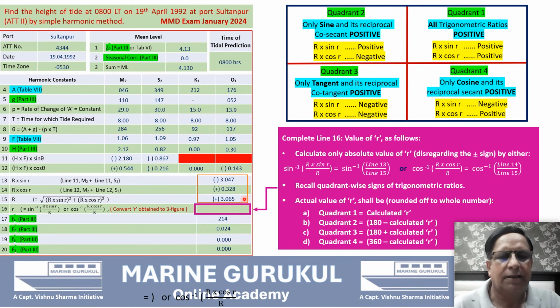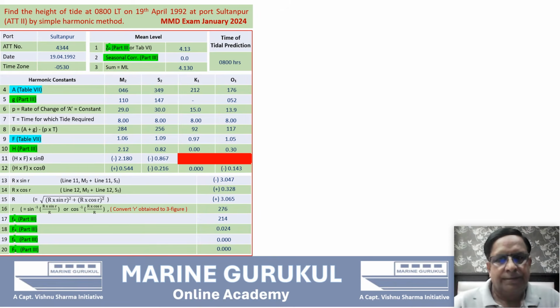Whatever you get there, since you are in the fourth quadrant, you'll have to subtract the obtained value from 360 to get the value of r. Please execute it and see that you are able to get 276. And this is how r would be determined. Hope it's clear to you all. Now, having completed the template, we can now get the height of tide.